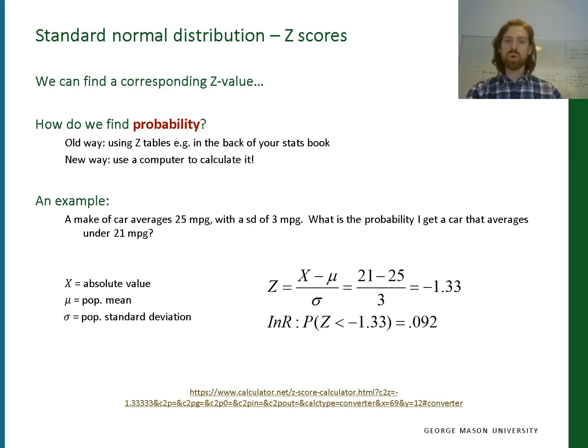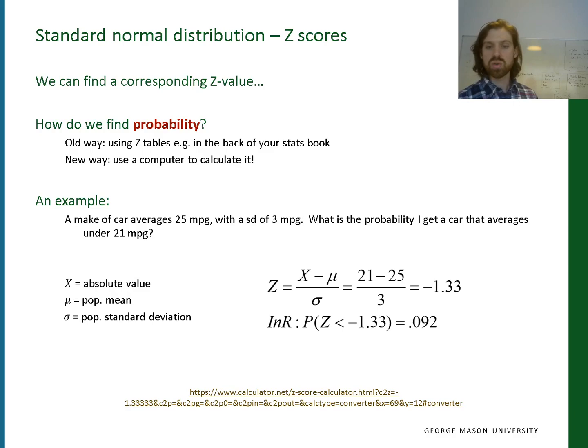Okay, so let's go through one of these worked examples. So if I said to you that a make of car averages 25 miles per gallon and it had a standard deviation of 3 miles per gallon, my question would be, well, what is the probability that I get a car that averages under 21 miles per gallon? Okay. Now that means that we're going to need a set of inputs for this calculation. So we need the absolute value here, and we're interested in the value 21 miles per gallon in order to understand where the other values fall. We're going to need the mu value, which is the population mean. Well, we know that because it said that it was 25 miles per gallon. And then we need the population standard deviation, which we've already been told is 3.